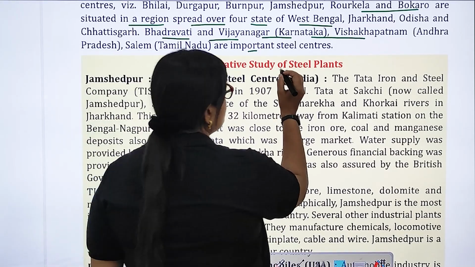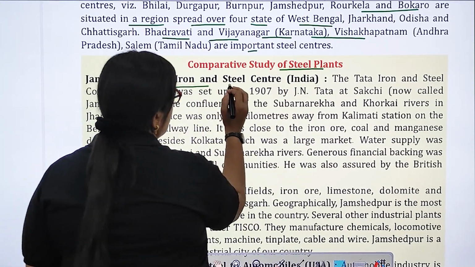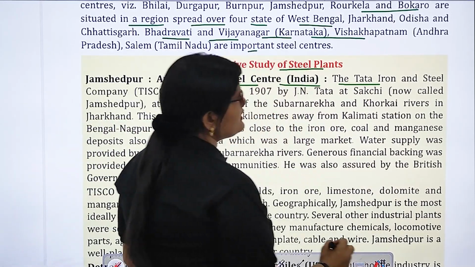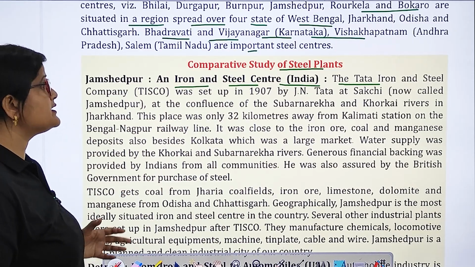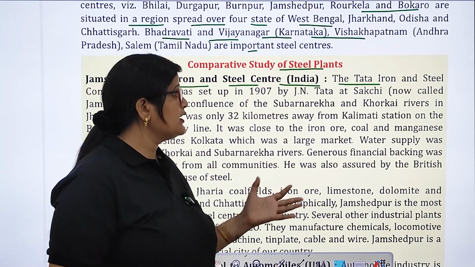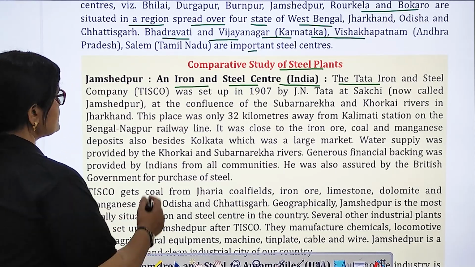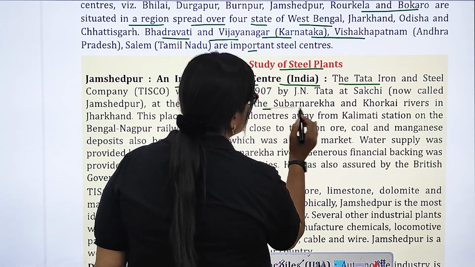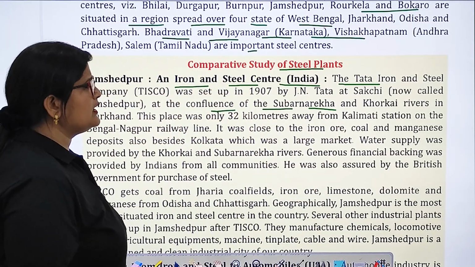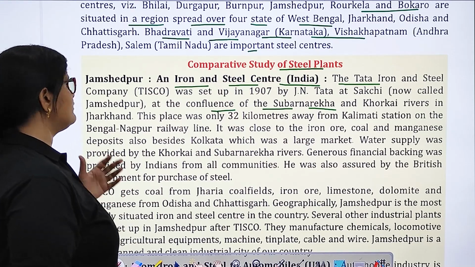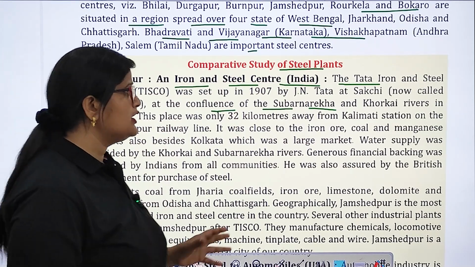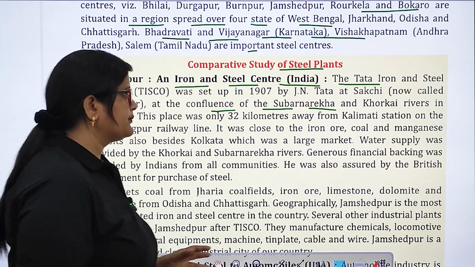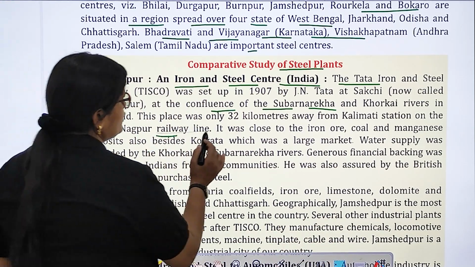Comparative study of steel plants. Jamshedpur, an iron and steel center. The Tata Iron and Steel Company, TISCO, was set up in 1907 by J.N. Tata at Sakchi, now called Jamshedpur, at the confluence of the Subarnarekha and Kharkai rivers in Jharkhand. This place was only 32 kilometers away from Kalimati station on the Bengal-Nagpur railway line.